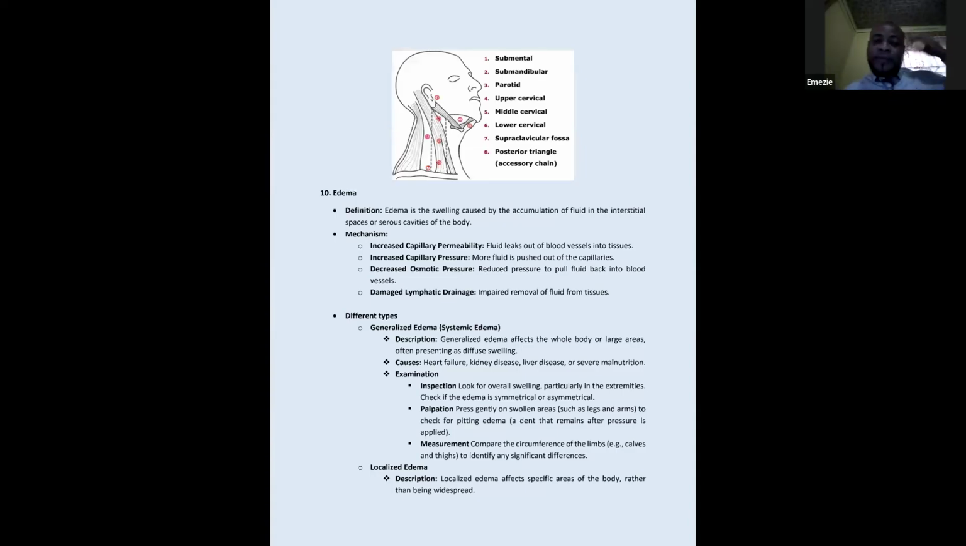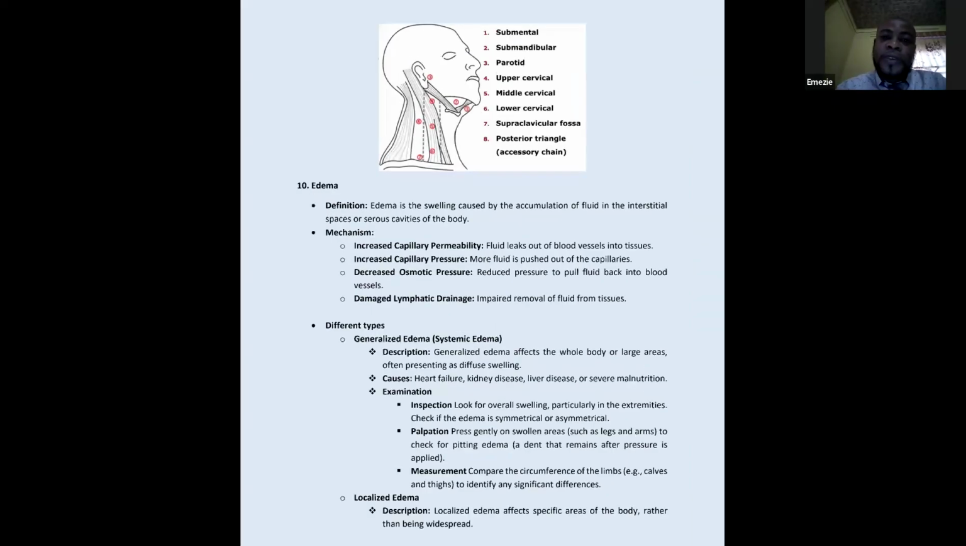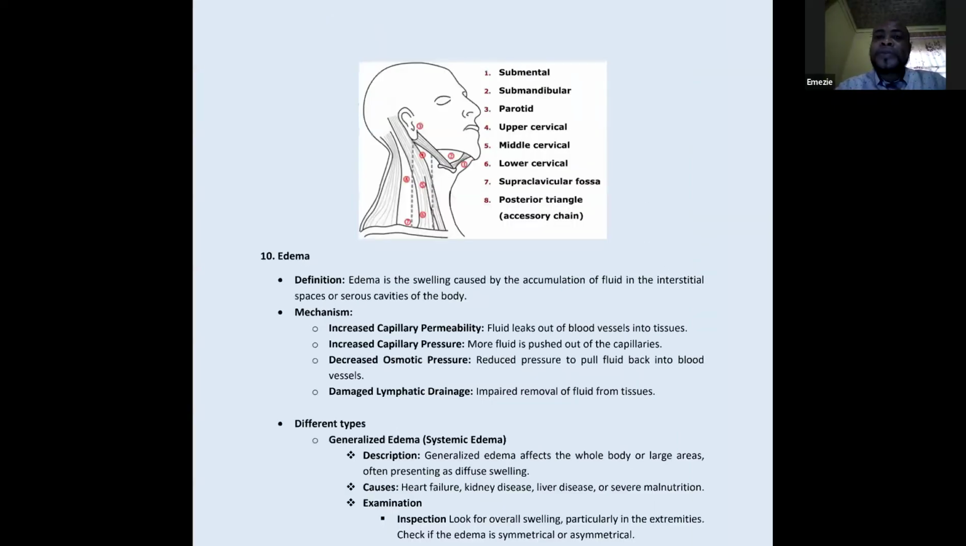So we look at the head, fluffy. We look at the eyes. The eyes we are looking for pallor. We are looking for jaundice. Look at the mouth. We are looking for cyanosis. So these are the basic things.